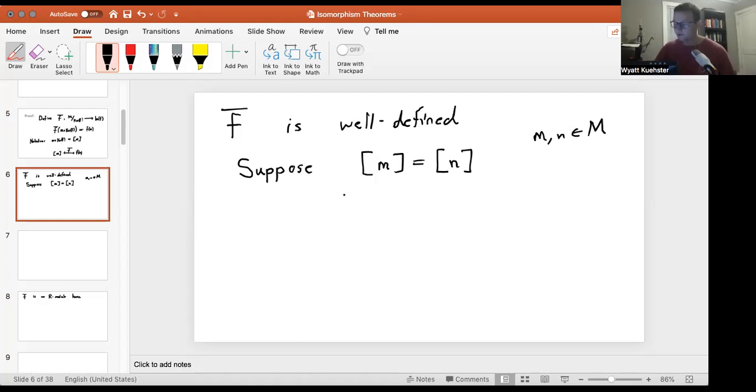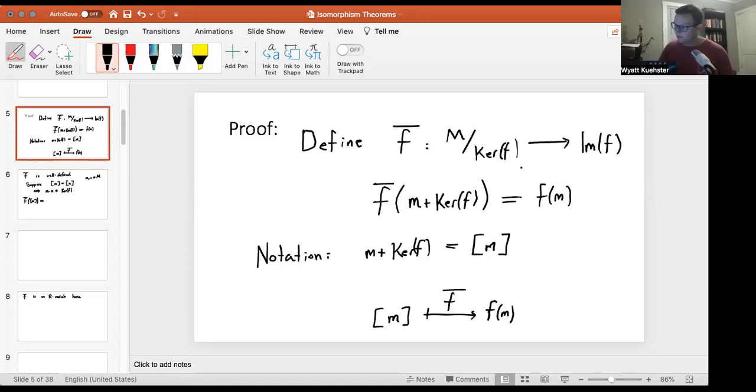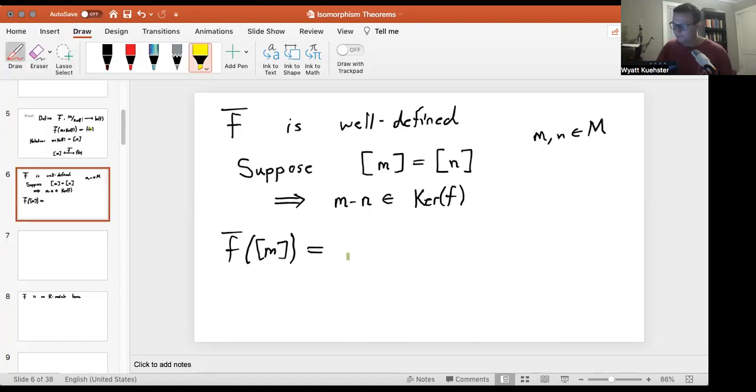In our quotient modules video, I said this means that their difference, right? For two cosets to be the same, it means their difference lies in that submodule. So that means that m minus n is in the kernel of F. That's what it means for those two equivalence classes to be the same. And I need to show that F bar applied to the class of m equals F bar of the class of n. Okay, but if m minus n is in the kernel of F, then I can take F bar of the class of m, and by the definition of what this does, it gives me F of m.